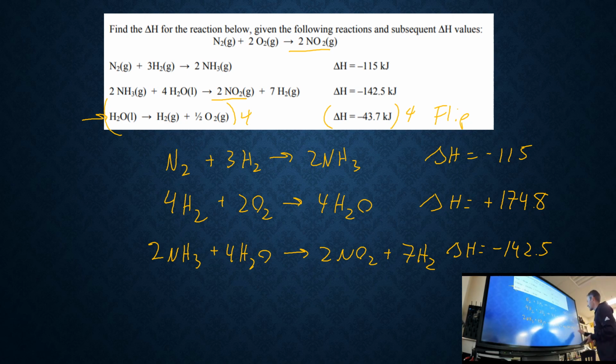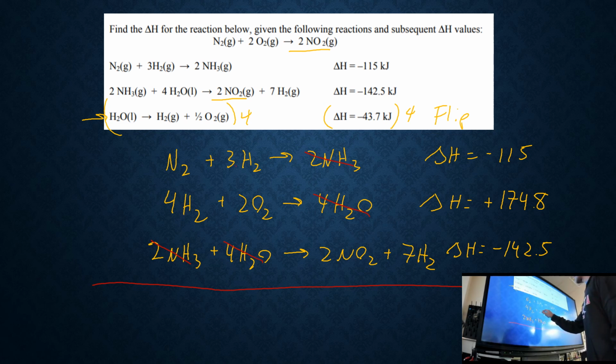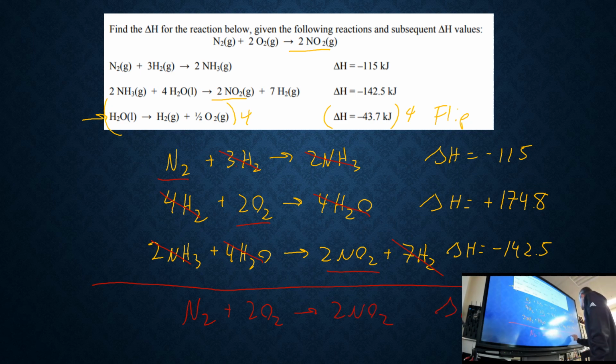All right, so I'll use red. This is my favorite part, canceling things out. We have 2 NH3s. We have 4 waters. We have 3 plus 4, that's 7 H2s. Boom. We have N2. We have O2. And there you go. N2 plus 2O2 makes 2NO2. And delta H will be negative 82.7 kilojoules.